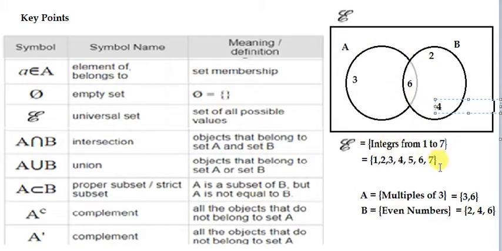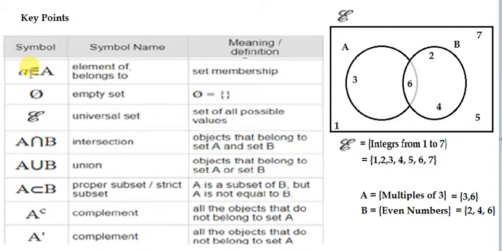But all the elements of the universal set should be somewhere within the rectangle. So the remaining elements will be somewhere outside. So let's see. 1 we have to include. 2 is there, 3 is there, 4 is there, 5 will be somewhere here, 6 is there, and 7, let's keep it on this corner. This is the way to represent our sets in terms of a Venn diagram.